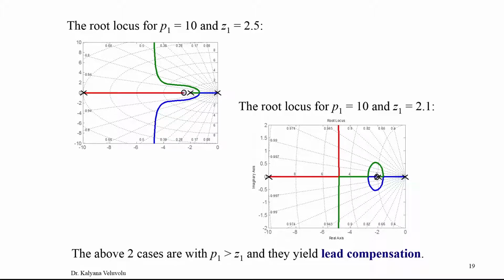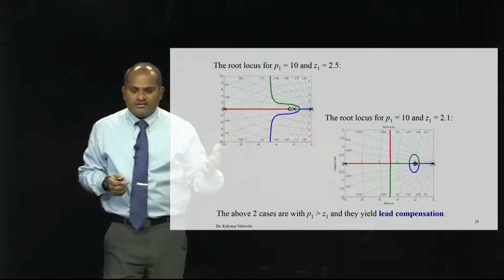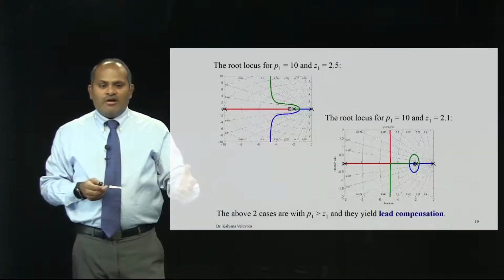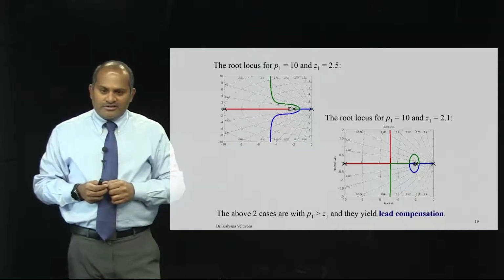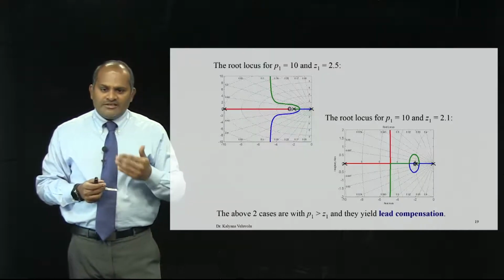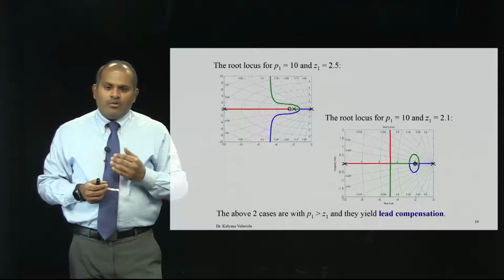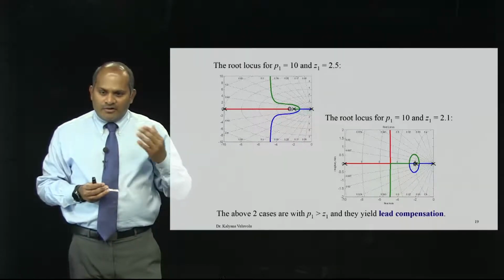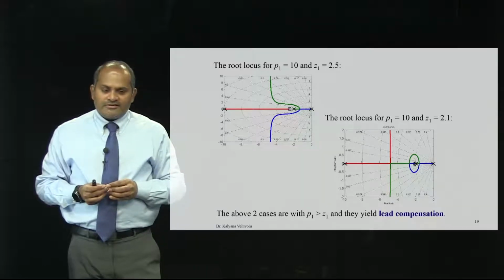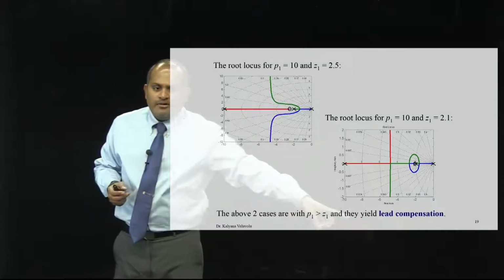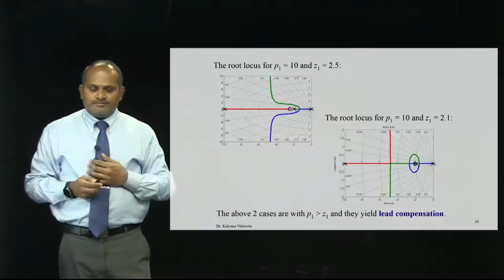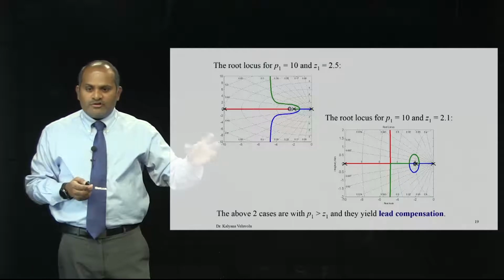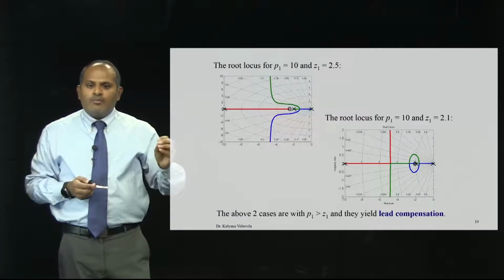So the actual scenario depends on the location of the poles. This is what we call lead compensation in 2 cases. Lead and lag are about the phase of the signals. We will understand more about lead and lag when we go to the frequency domain design techniques. But for the time being, just remember it gives us a lead compensation. The actual properties depend on the relative locations of poles and zeros, and it can be problem specific.